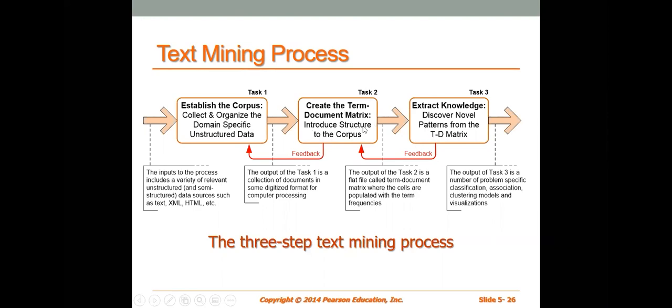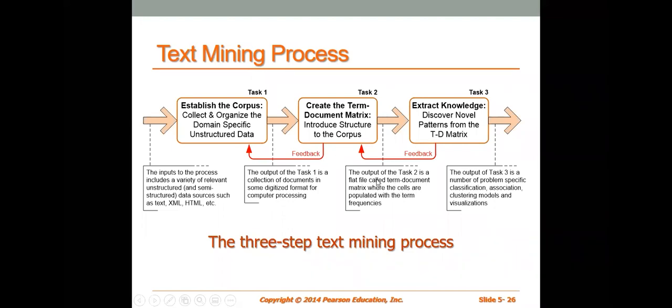Then we extract the knowledge, discovering novel patterns from the TD matrix. This is called the term-document matrix, where documents and terms are interrelated. In the first task, the input to the process includes a variety of relevant unstructured and semi-structured data, such as text, XML, and HTML. In the second step, the output of task one is to collect the documents in some digital format for computer processing.